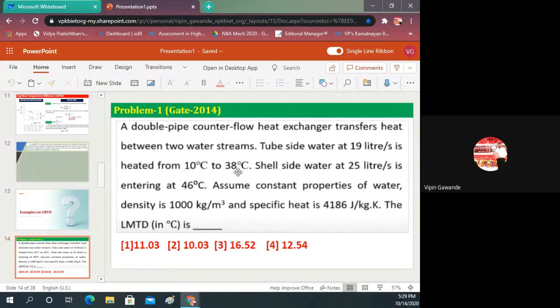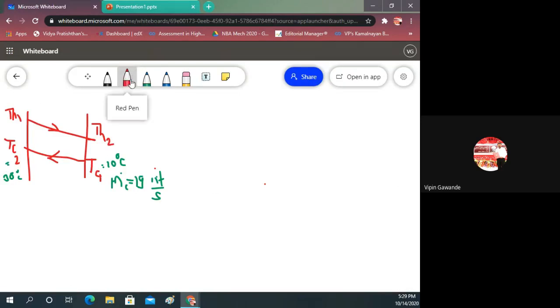It is heated from 10 degrees Celsius to 38 degrees Celsius. Now shell side water at 25 degrees, 25 liter per second. So 25 liters per second is what now? This is for the hot fluid. So this is 25, and the unit is liter per second. So this is for the hot fluid.